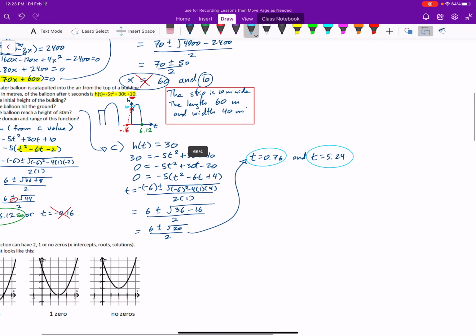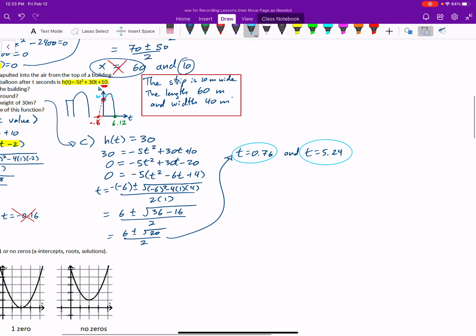What are the domain and range for this function? Well, the domain is going to be all real numbers. We know quadratics are always all real numbers, but there is a restriction for this one. And it's not x, it's t again. So t is a member of the set of real numbers. It's got to start at time 0, and it's going to keep going till it hits the ground, which we saw was at 6.12 seconds. And so t is going to be between those two values.